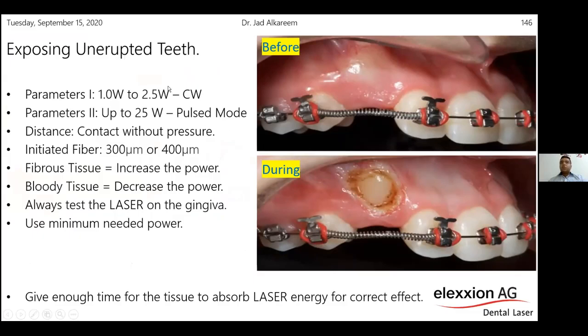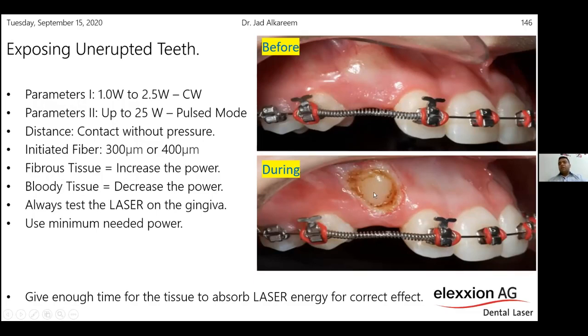The parameters were also 1 watt up to 2.5 as a continuous wave. And if you use a pulsed wave, then you can use up to 25. The application was contact without pressure. The fiber of 300 or 400 is enough for this application.